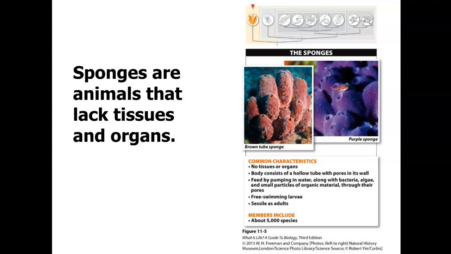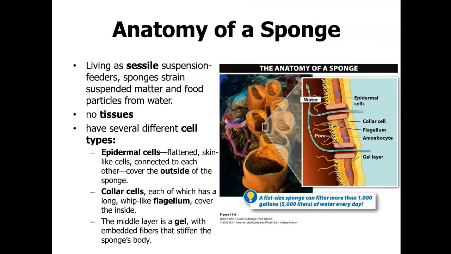With these, there's going to be about 5,000 different types of species. So let's look at it a little bit closer. We discussed some of these. We said it was sessile. It had no particular tissues. All the cells are basically going to be about the same, and we have just three distinct types that we did kind of talk about.